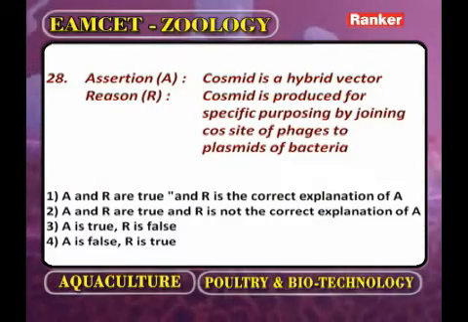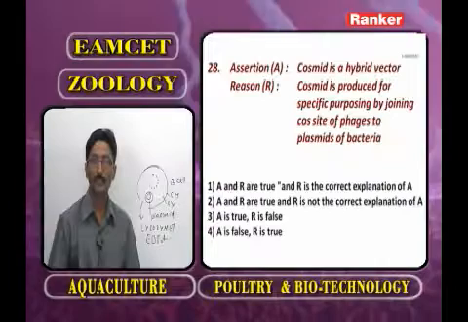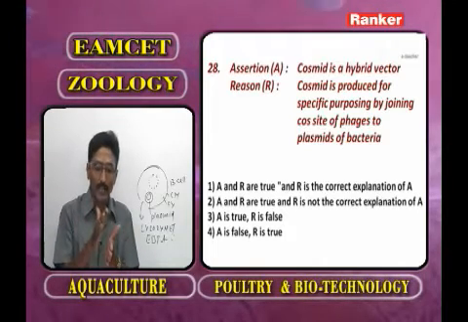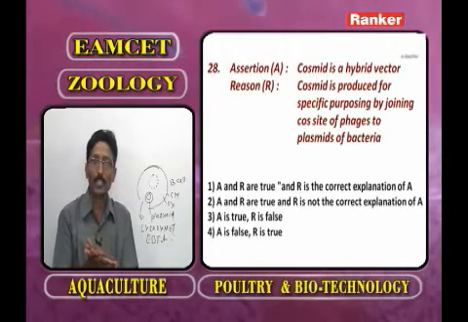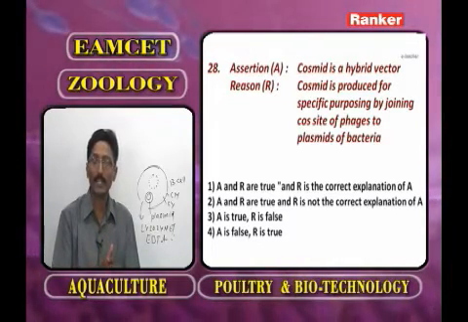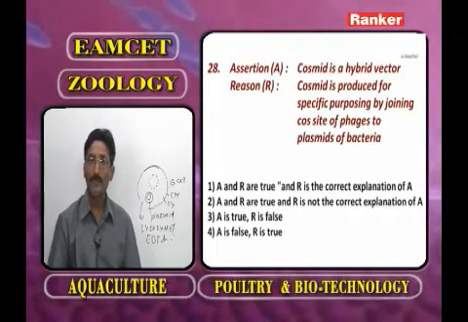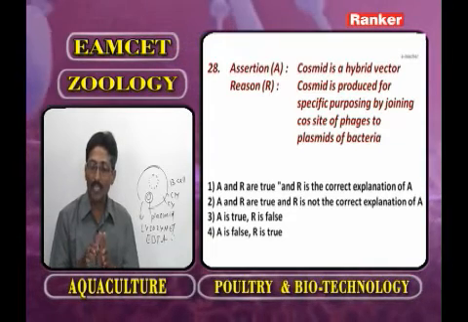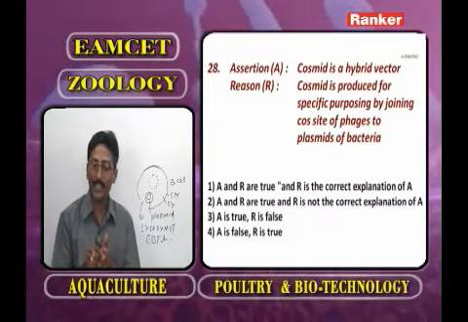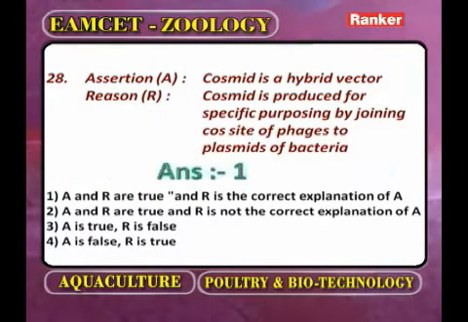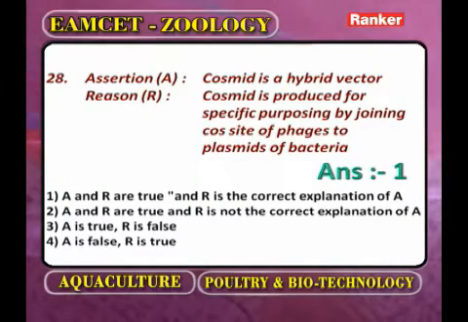Now, assertion: cosmid is a hybrid vector. How is it obtained? By fusing the plasmid and bacteriophage. So cosmid is a hybrid. It is more powerful than its parents. Reason: cosmid is produced for a specific purpose by joining the cos site of phages and plasmids of bacteria. So the answer is both are correct and the reason explains the assertion.